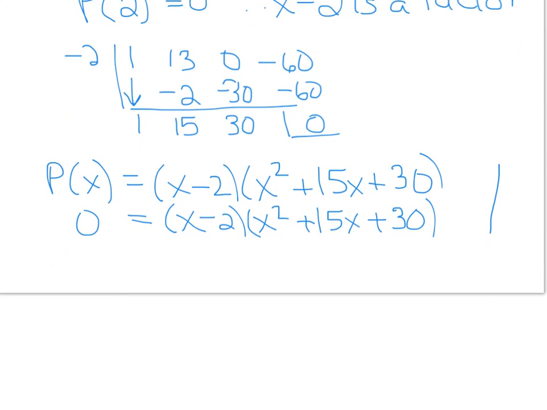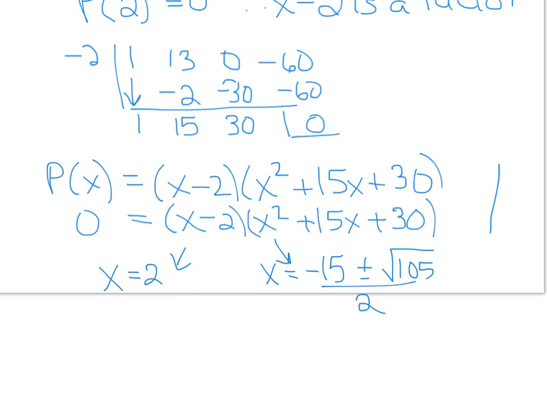And we know that we get x equals 2. And when we simplify under this square root, we're going to get negative 15 plus or minus the square root of 105 all over 2. And if you actually check these values, negative 15 plus the square root divided by 2, you get approximately negative 2.4, and then you get approximately negative 12.6.